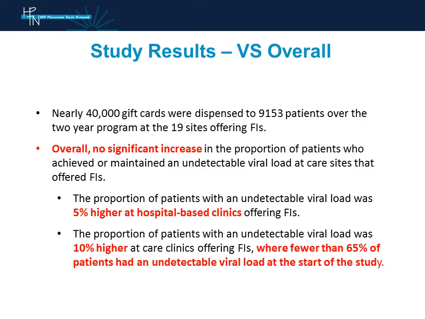subpopulations of our sites. For example, we saw that the proportion of patients with an undetectable viral load was 5% higher at hospital-based clinics. And at clinics where fewer patients were suppressed at the beginning of the study, we had a 10% increase in the percentage of people virally suppressed comparing the FIs to the standard of care sites. Next slide.